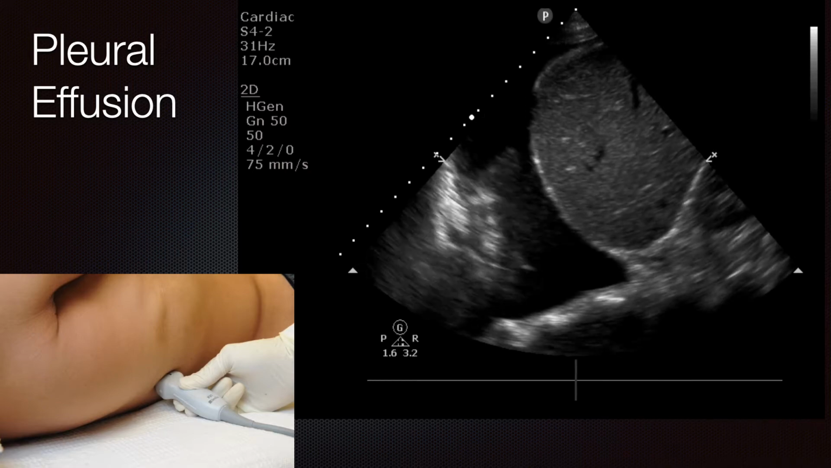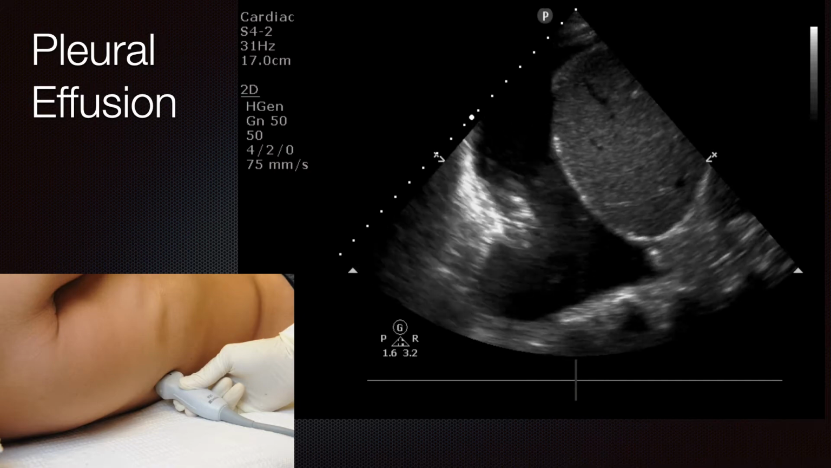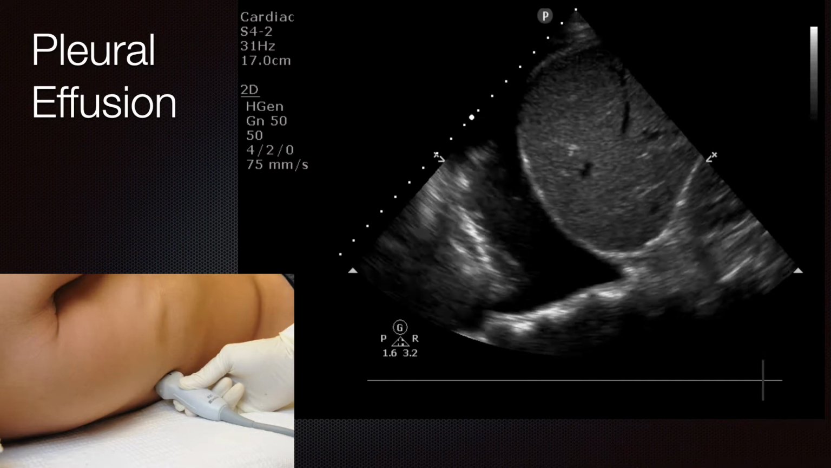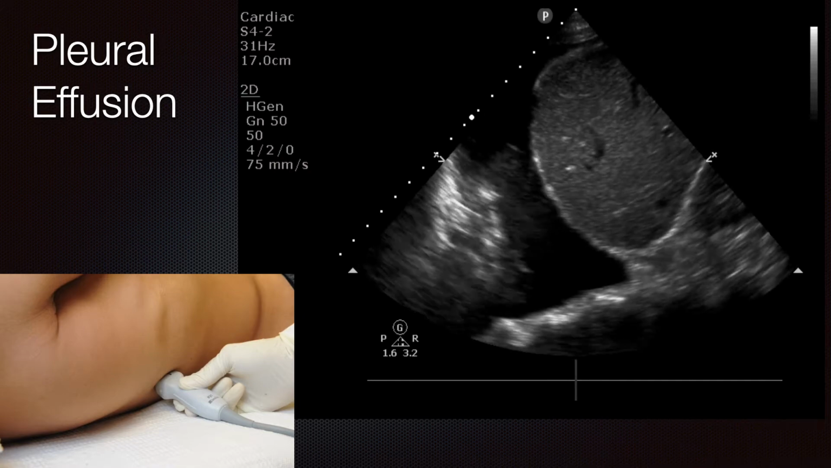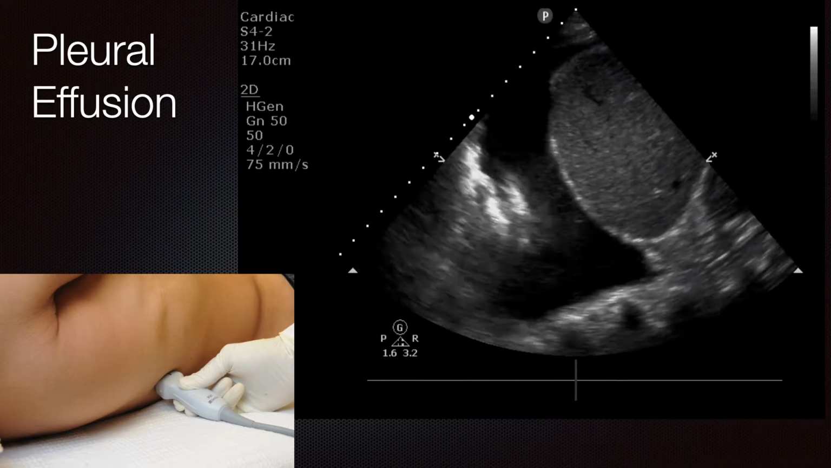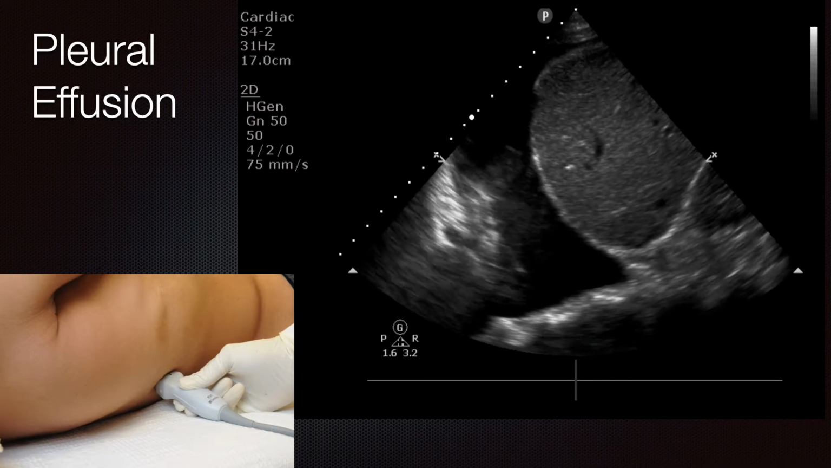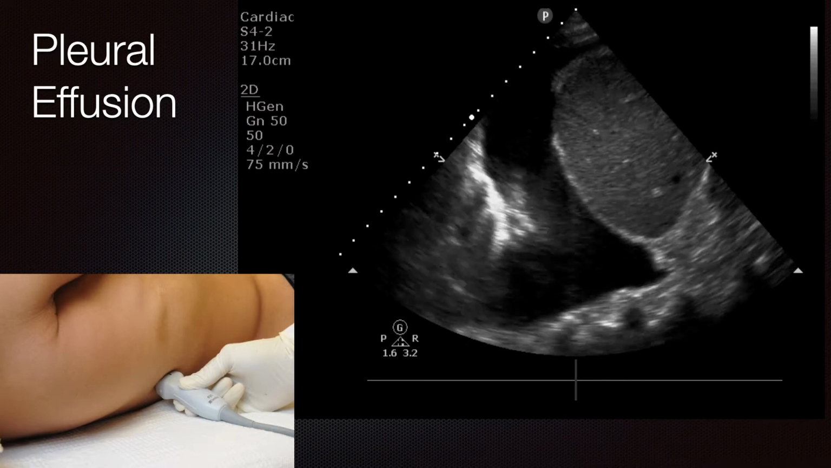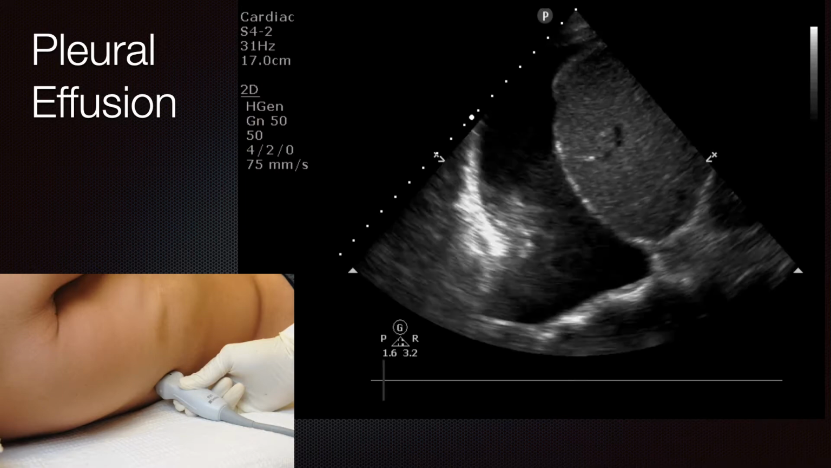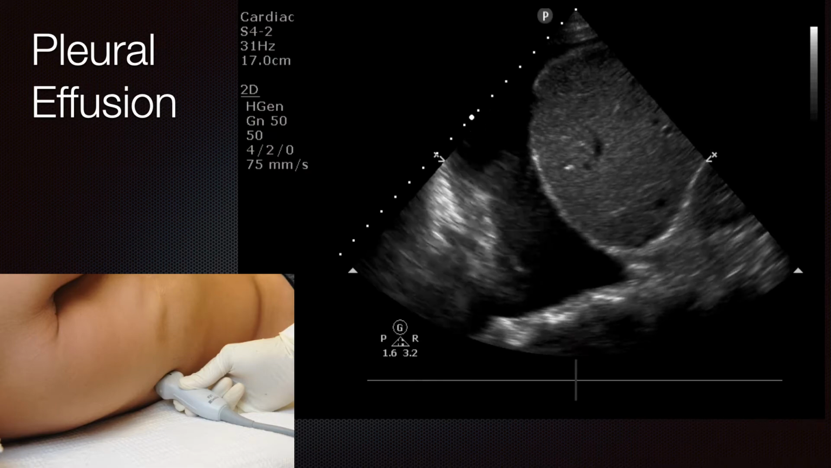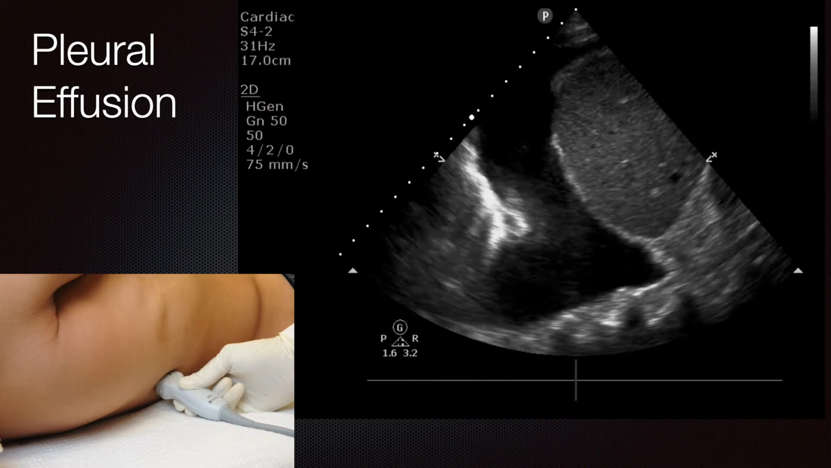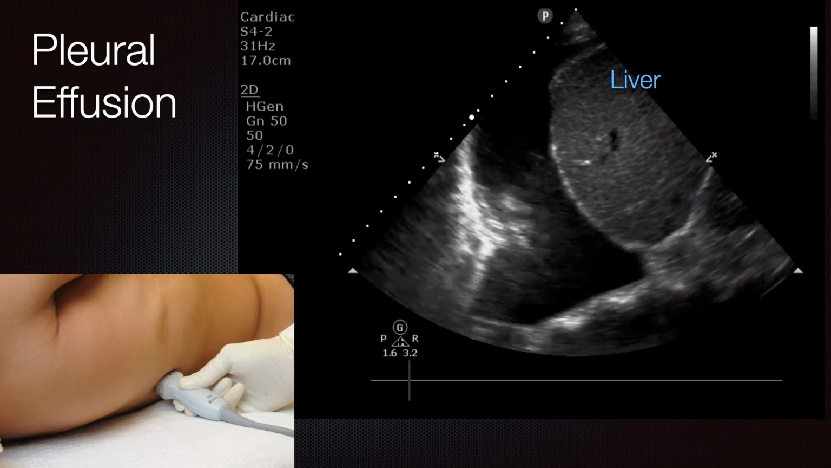Now again, if the patient's lying down, this is what you're going to see with a pleural effusion. Again, you can identify the liver here, the hepatorenal space, the diaphragm. All this anechoic area is fluid here. You get a little bit of compressive atelectasis of the lung here that you're seeing. And then again, here you see a positive spine sign. You can see the spine all the way through, where normally this should all be shadowed out from the lung.